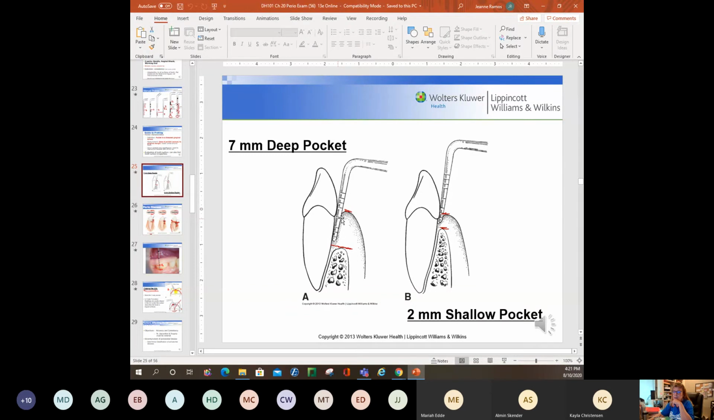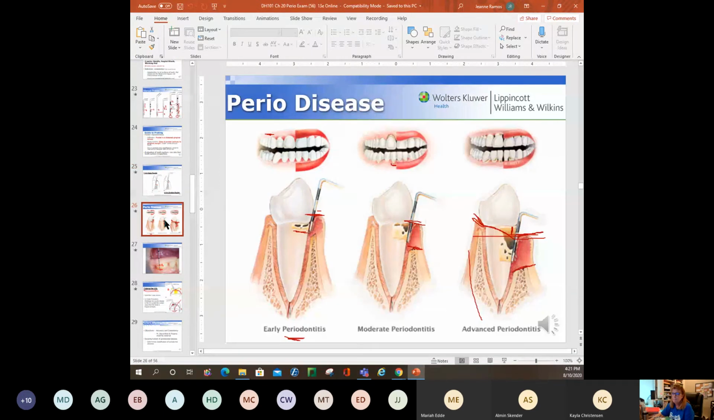But you can see how this is kind of bulbous and it's already gone into the 7 millimeter pocket and destroyed this crestal bone. This is a 2 millimeter, really shallow pocket, which is probably what most of you have, 2 and 3 millimeters. And so you're going to put it at the base of there. You're going to gently put it at the base of the sulcus and read up to where that margin is right there. And that's how you do it.